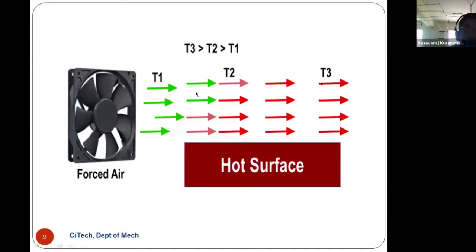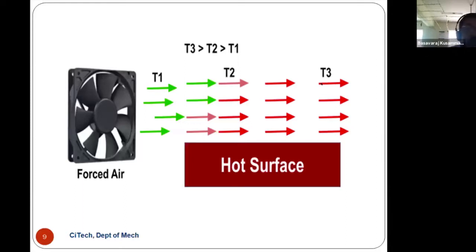If the velocity of the air is more, much more heat transfer will occur. So that is why the Reynolds number plays a very important role in forced convection.